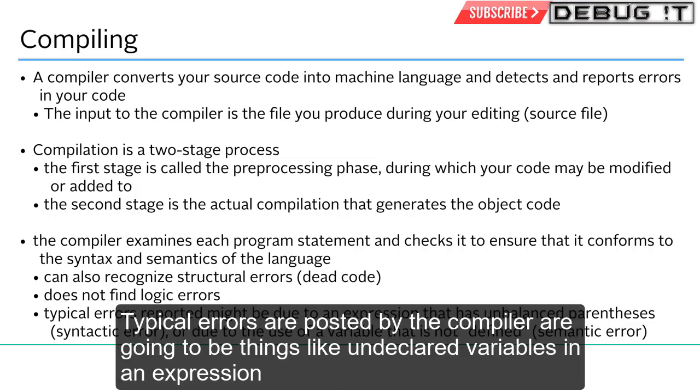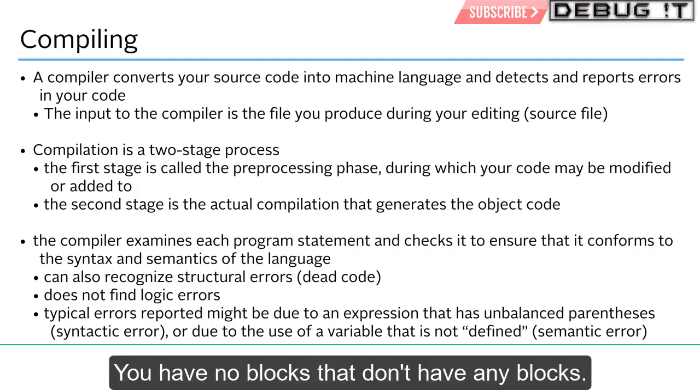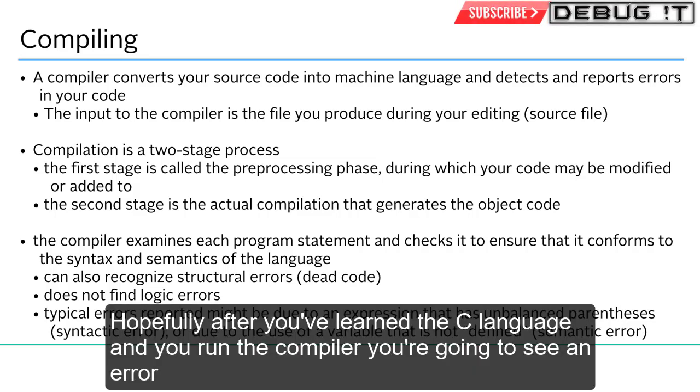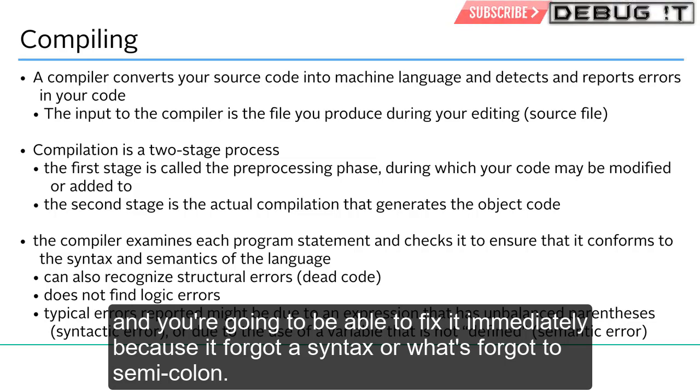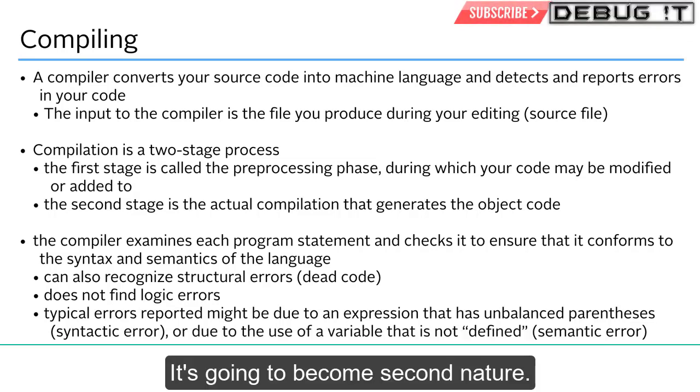Typical errors reported by the compiler are going to be things like undeclared variables, expression that doesn't conform to the syntax, you don't have the right parentheses, blocks that don't have ending blocks. You're going to become very, very familiar with the compiler errors and what they mean. Hopefully, after you've learned the C language and you run the compiler, you're going to see an error and you're going to be able to fix it immediately. You say, whoops, forgot a semicolon. Oh, I forgot to provide a right bracket to end that block of code. It's going to become second nature.